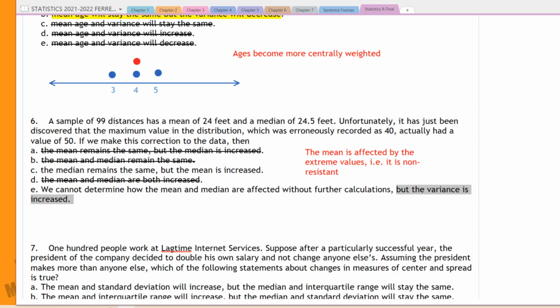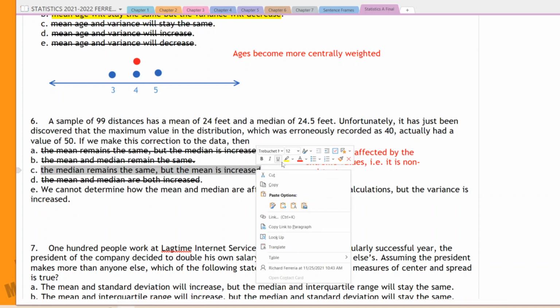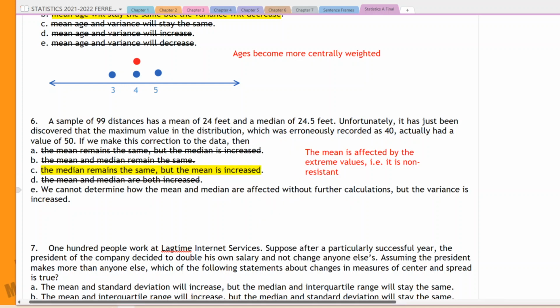So that first part here is not quite correct because we can tell you what's going to happen to the median without any further calculations. The correct answer here should be this one right here. The median is going to stay the same, but the mean is going to increase.